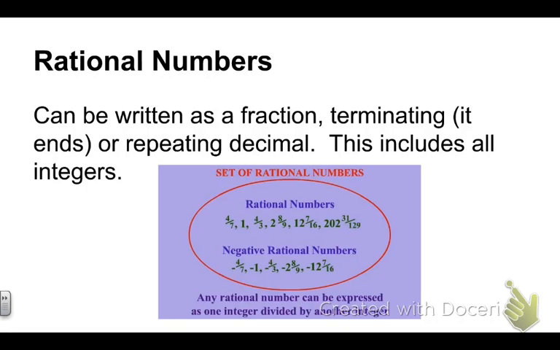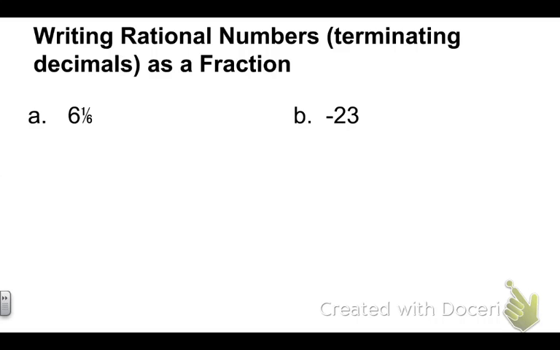Rational numbers. Now what rational numbers are, they can be written as a fraction, terminating or repeating decimal, and this includes all integers. So writing rational numbers or terminating decimals as a fraction.